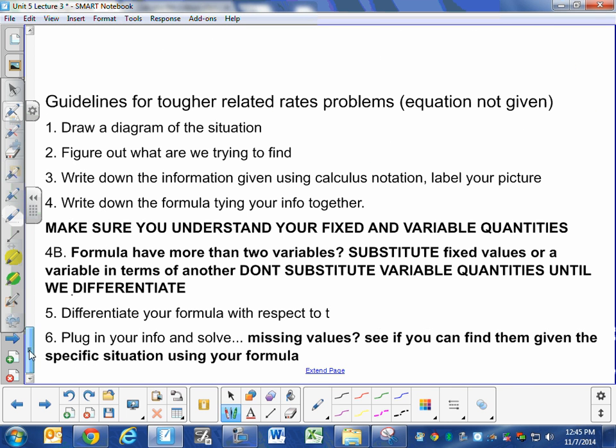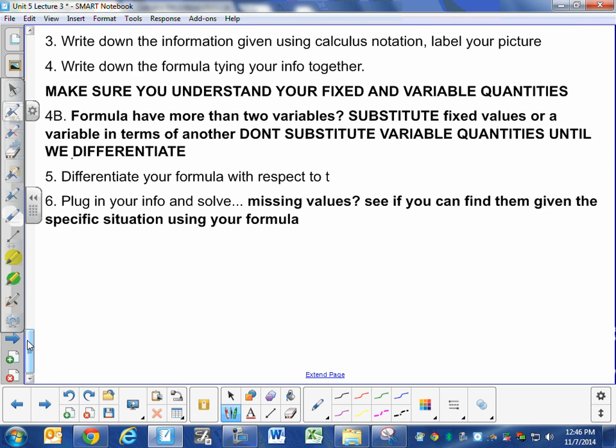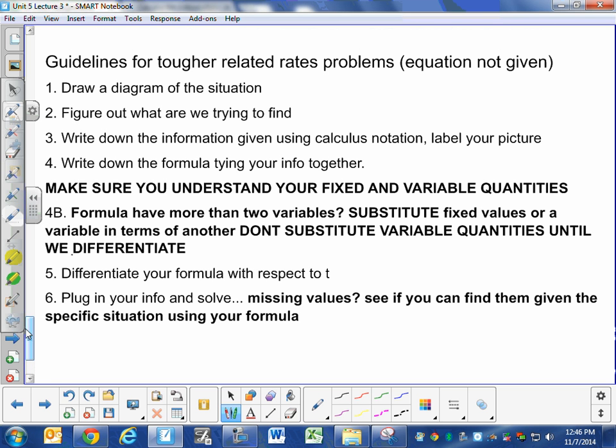Here are the guidelines. Huge guidelines. But maybe write a couple of these down. And everything else should make sense with just solving a word problem, you know? You're drawing a diagram. You're trying to figure out what you're trying to find. You're writing down the information that you're given. The key to writing down the information you're given is to use calculus notation. You're going to make sure you know what the formula is that you're trying to figure out. Now, the thing that I'm going to tell you to really make sure of is that you understand your fixed and your changing quantities.